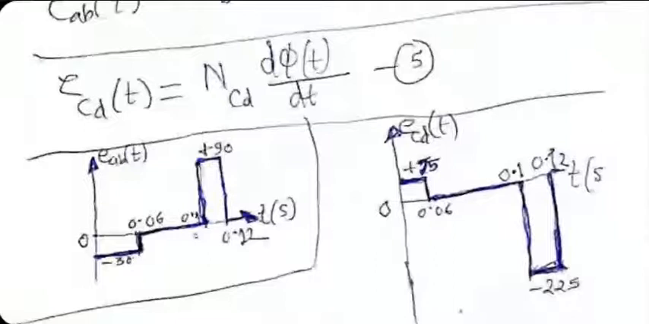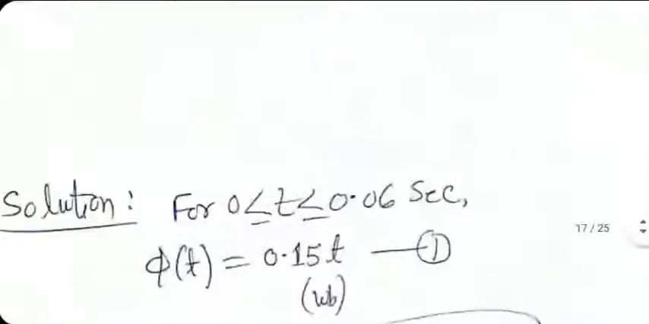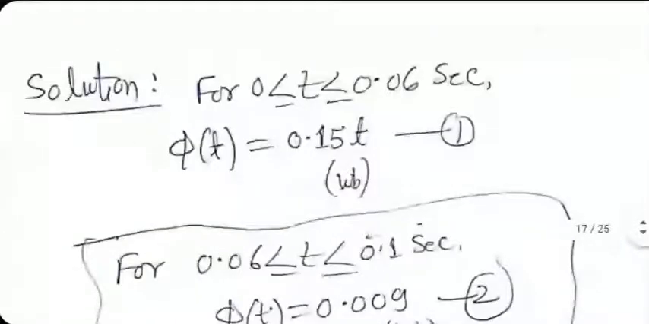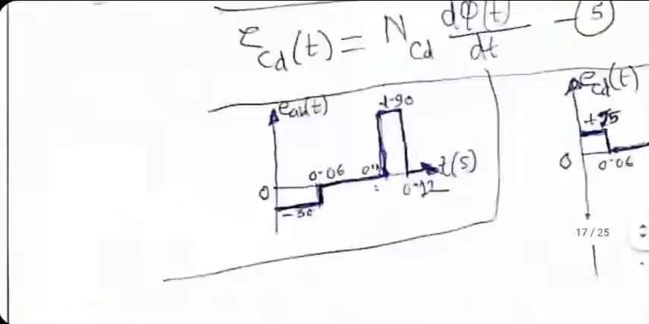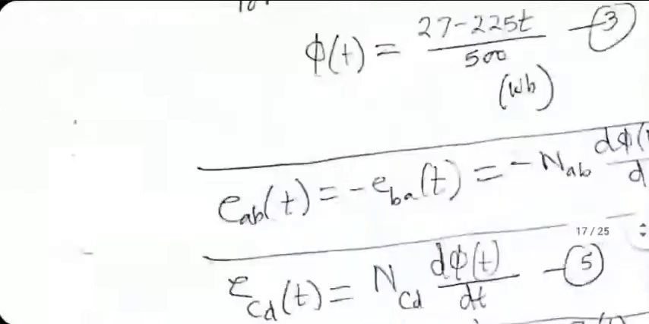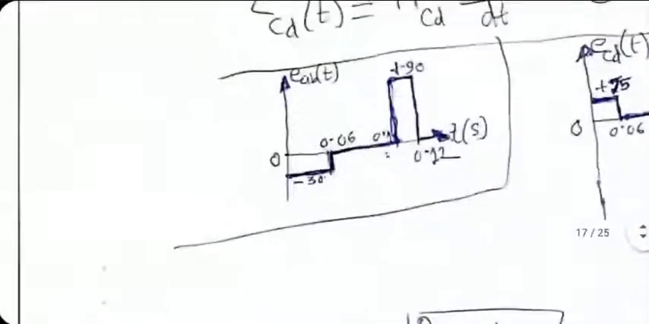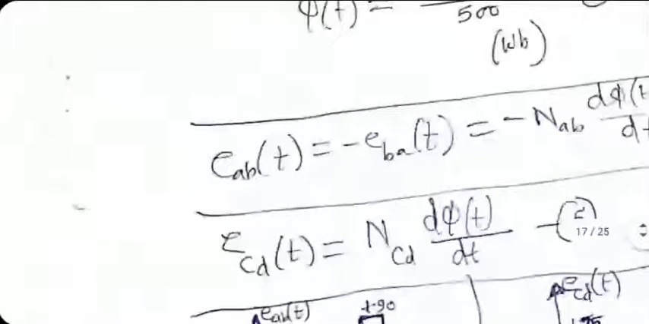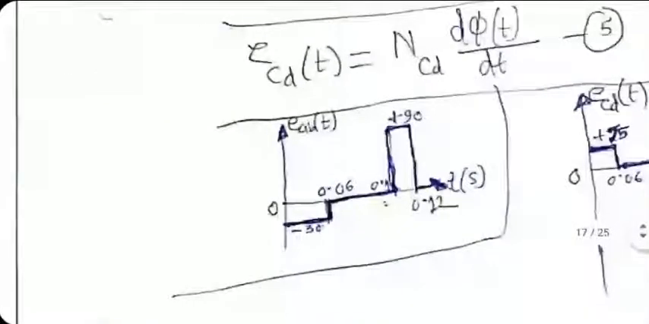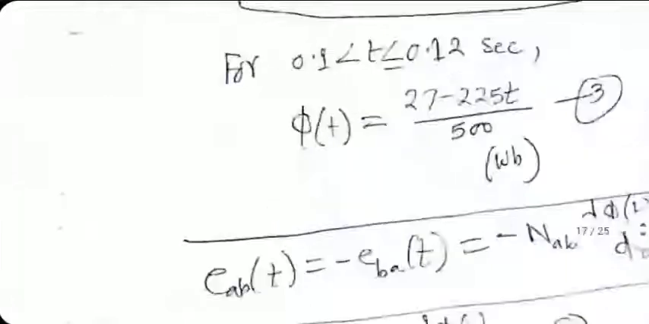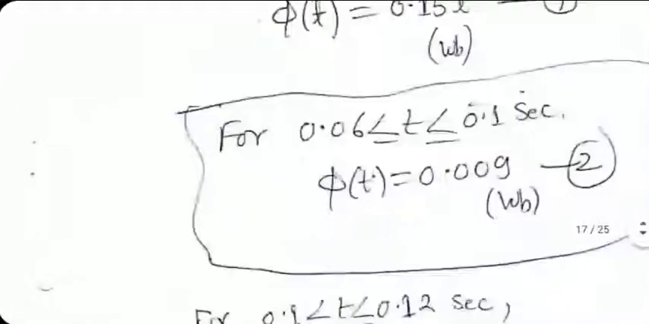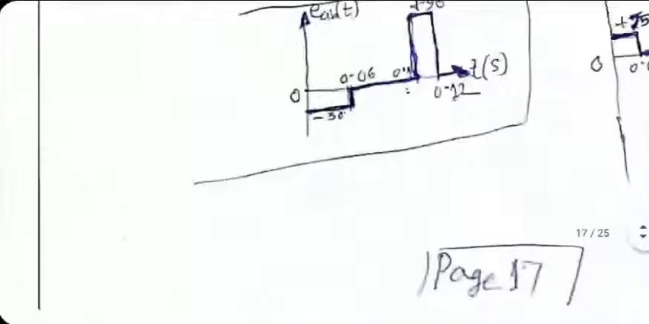Differentiation of the flux equation for each case, like in the first part, when you differentiate phi of t with t, you simply get 0.15. Actually there's a minus sign also in the equation, so you get minus 0.15. And then you multiply it by the number of turns. So you should be able to get minus 3 here. In the second part, the flux is constant, so the derivative will be 0. So I'm getting a 0.